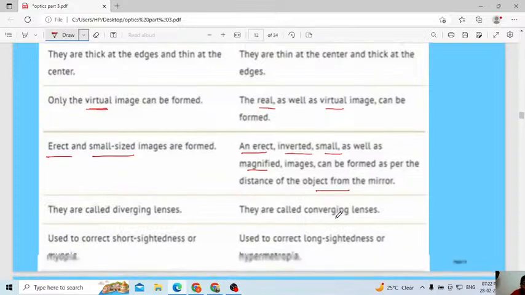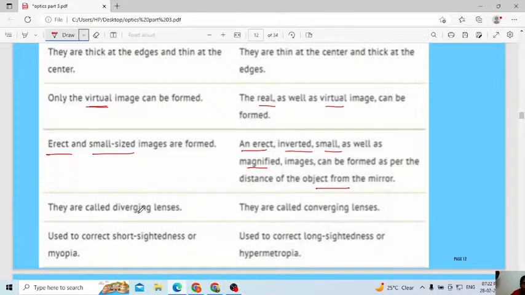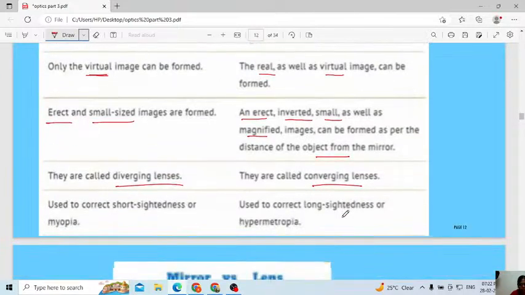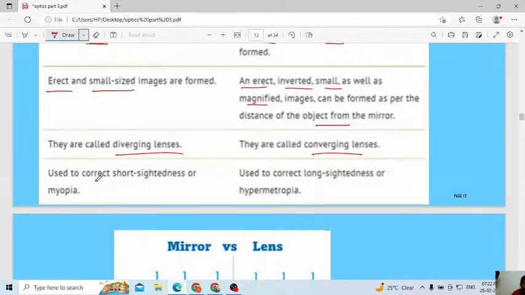Okay, next one, this one we will consider as a diverging lens, and this one we will consider as a converging lens, concave and convex. Then the concave lens we will use in short sightedness, myopia, I will explain.